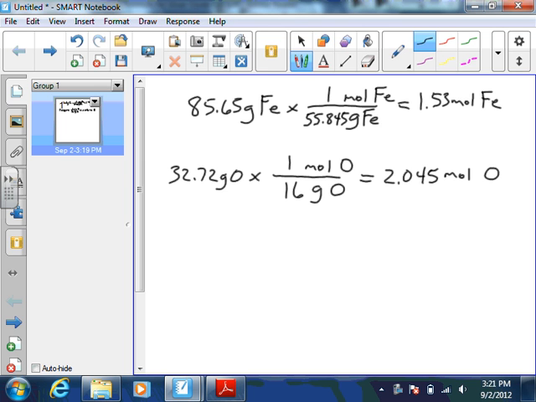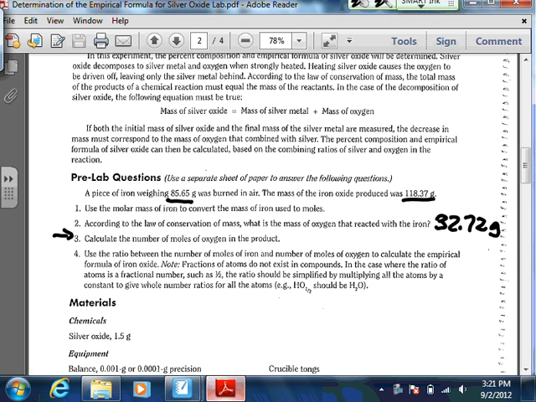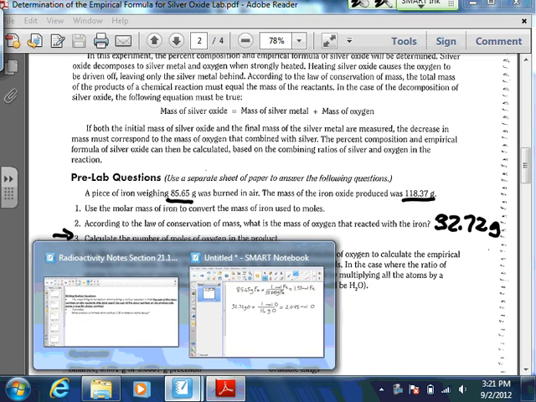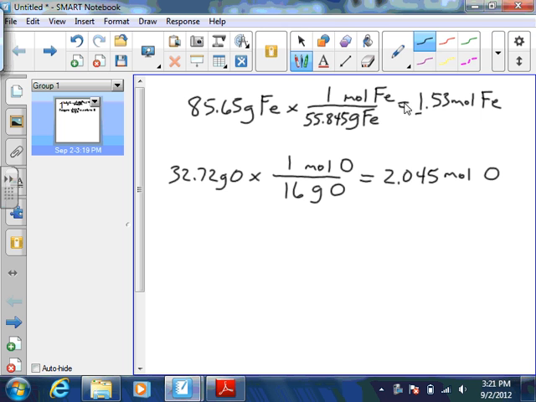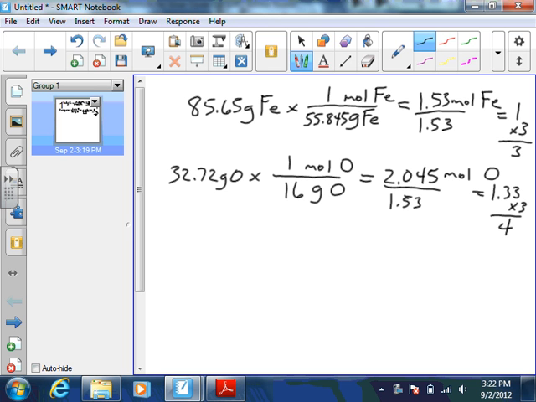Okay. And then they're basically asking us an empirical formula question here. Use the ratio between the number of moles of iron and the number of moles of oxygen to calculate the empirical formula of the iron oxide. Alright, so all we have to do here is go back, divide by the smallest of the two, which is going to be the 1.53, and that should give us our numbers. So that's 1. We take the 2.045 divided by 1.53. It's going to give us about 1.33. Okay, and that should be fairly straightforward. Then we need to multiply till whole, so we're going to times both of them by 3, and that's going to give us a 3 to 4 ratio.